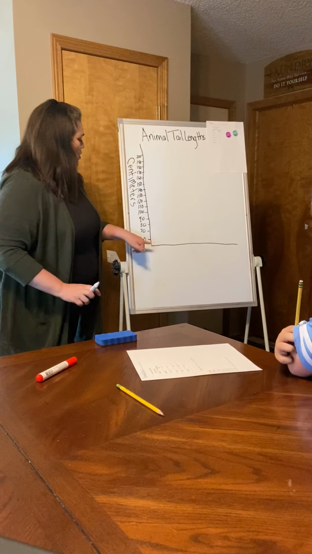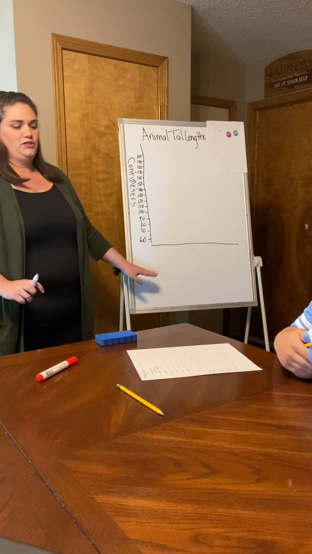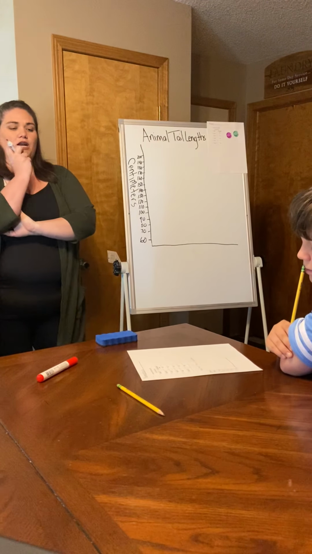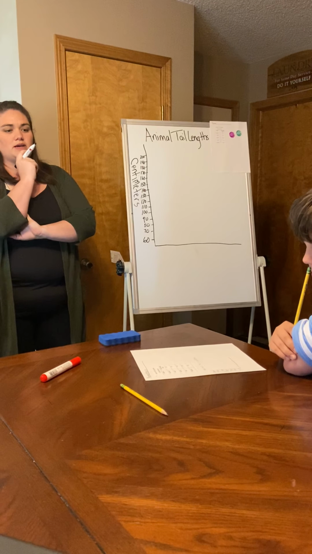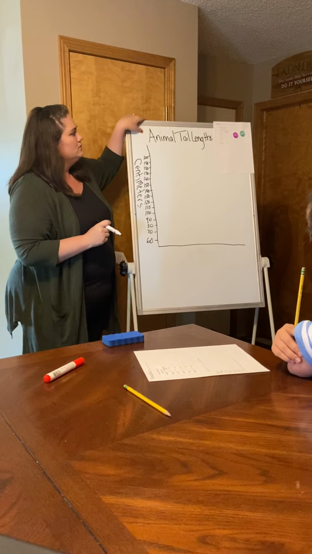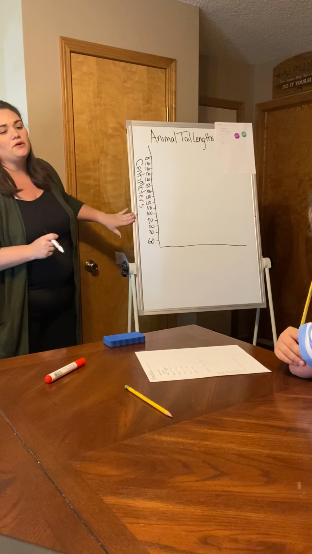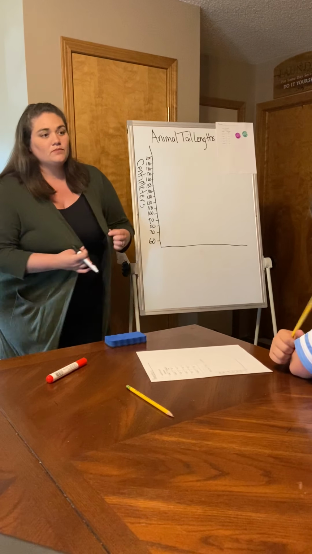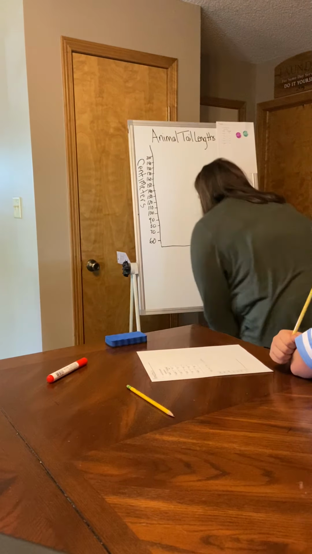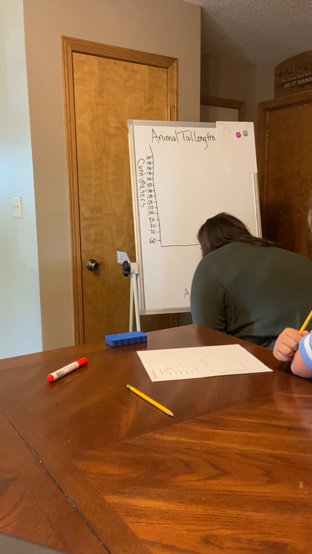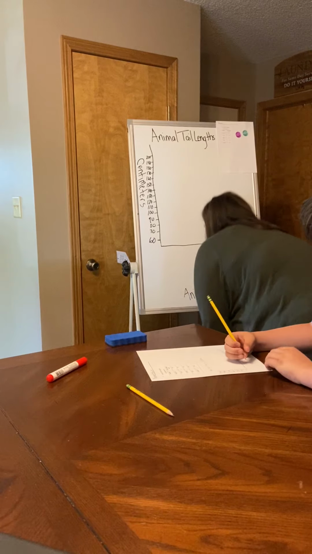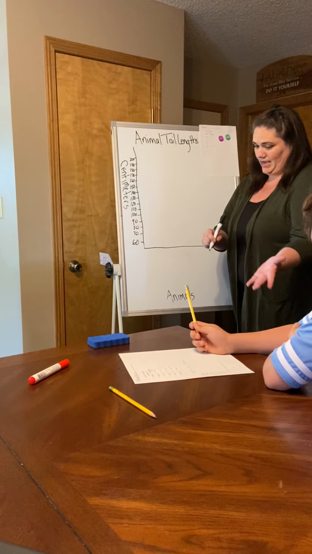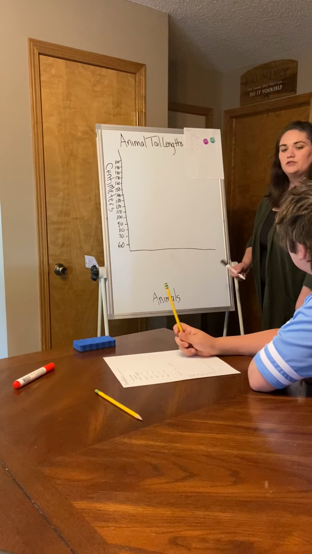So, now we have the horizontal part to fill in, don't we? What information, looking at our data chart, do you think is going to go on that horizontal line? We have the title. We have the centimeters. What other part of our data box do we have? Animals. So that is going to be the name of our bottom part. That is the title of our horizontal. And what does horizontal mean? Side to side, right to left. Good job. So it's going to be animals.